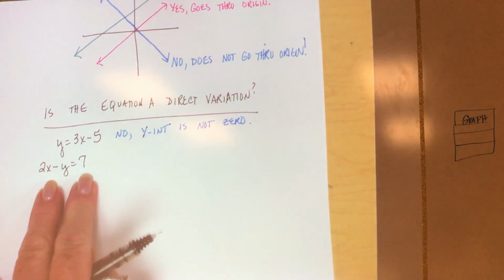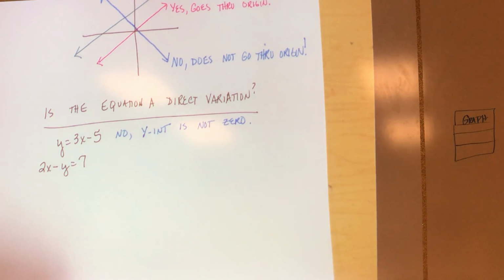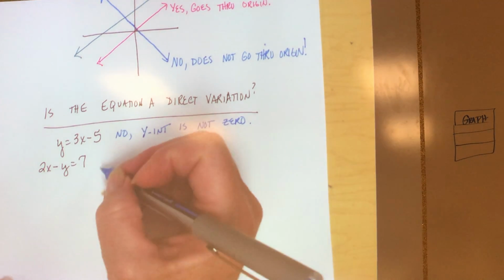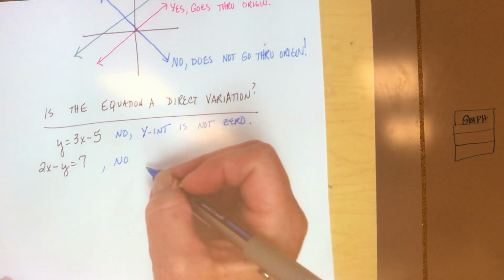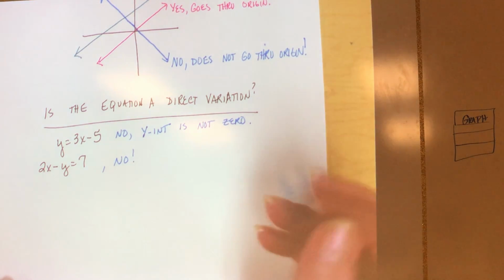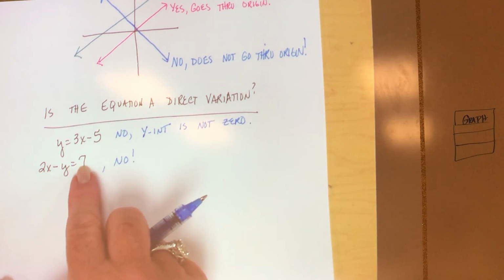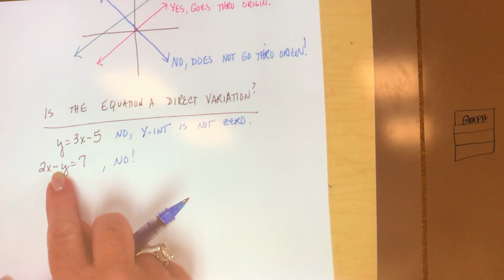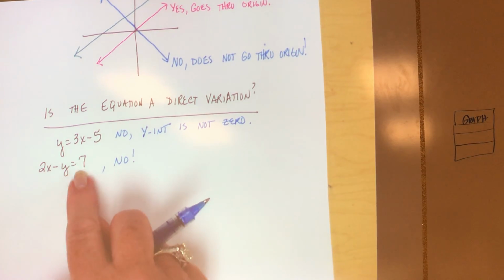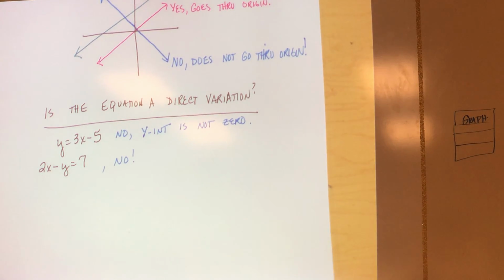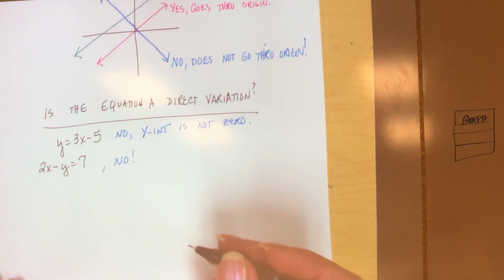What kind of form is that? Standard form. Is it a direct variation? No. Does it have a y-intercept? It's actually going to be -7. You're going to have to divide by -1. Be careful in standard form, it doesn't look the same. It doesn't always just jump out and grab you like that.